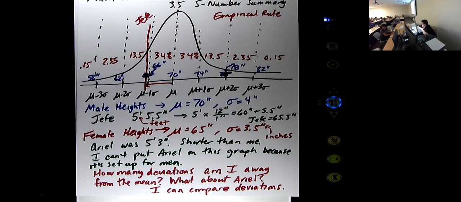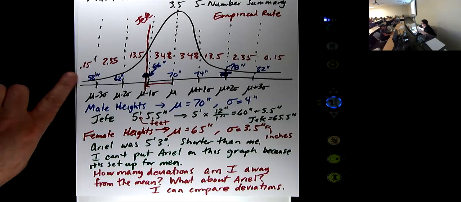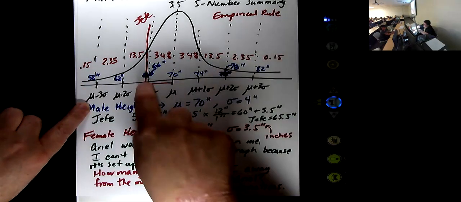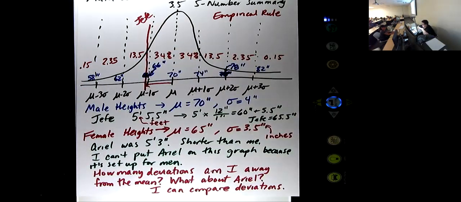So the quick rundown on what we redid: we showed the empirical rule table, and then I put the male values on the table and I mark where mine is. And now I want to compare me to Ariel. But I can't use the same graph because it's set up for men. So we need a graph that isn't set up for anybody.